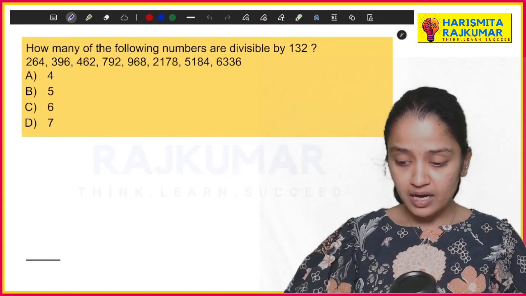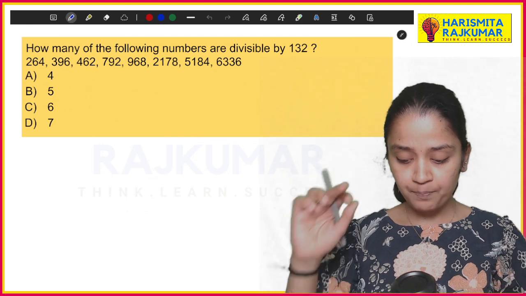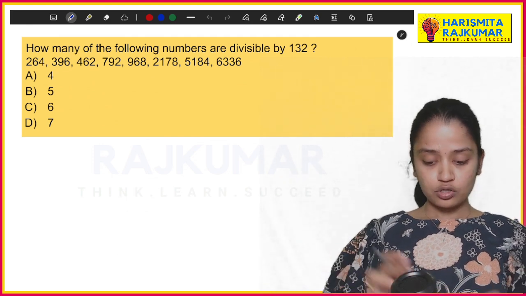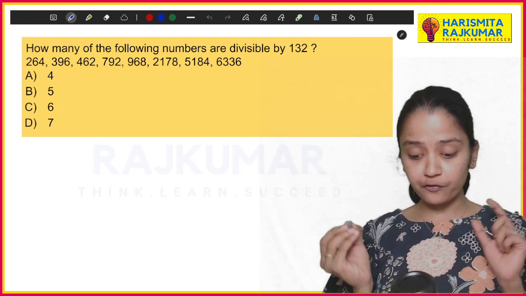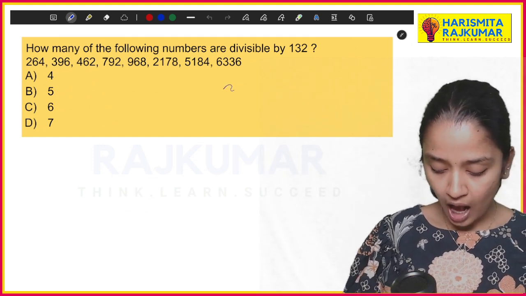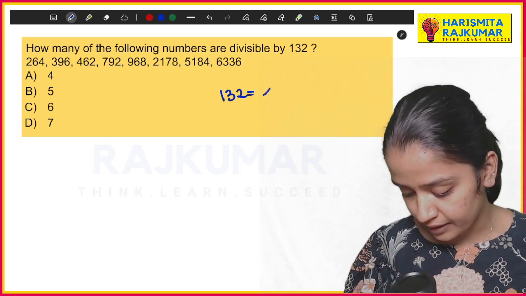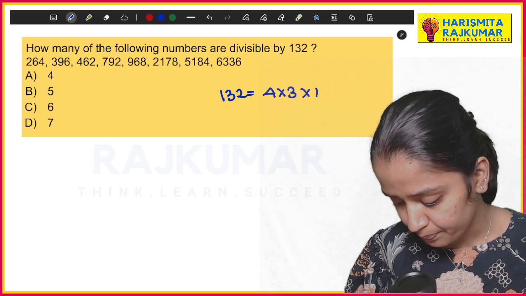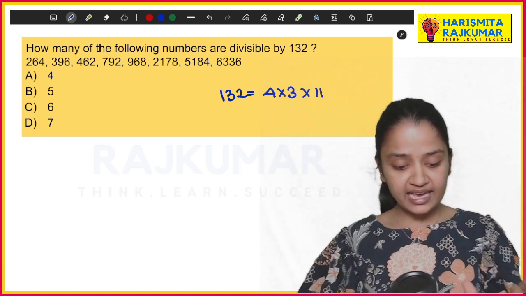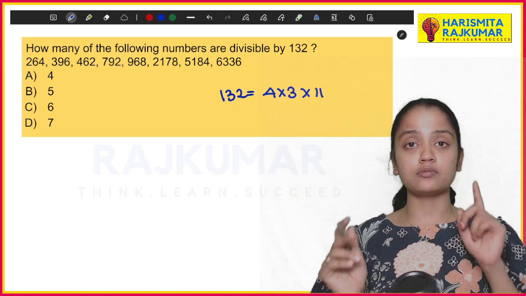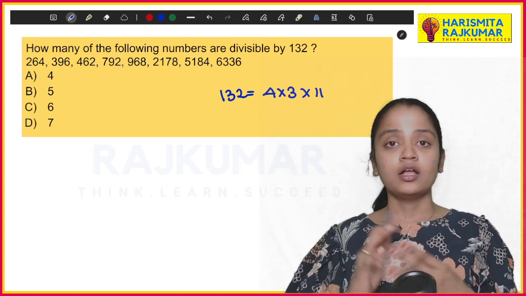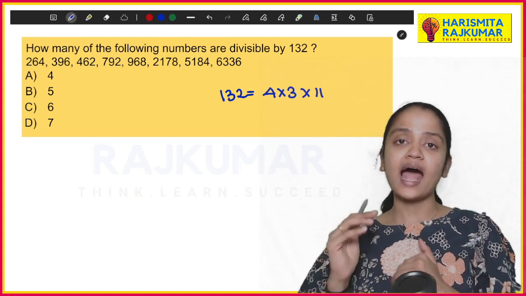How many numbers are divisible by 132? So these are the numbers. Let me check. If you're having 132, how can you write it in prime factors? So 132 can be written as 4 into 3 into 11. So check if these numbers are divisible by 4, 3 and 11. Then those numbers are divisible by 132.